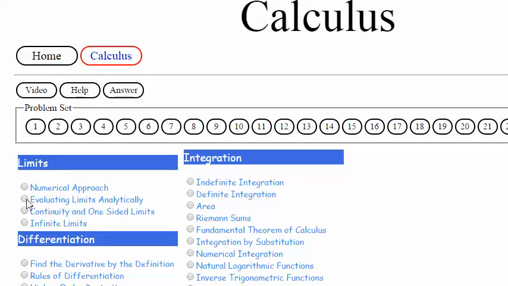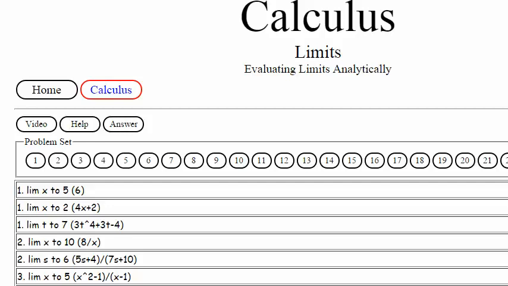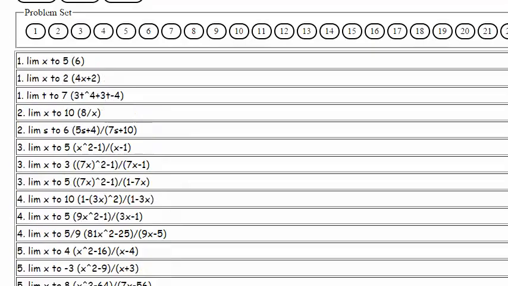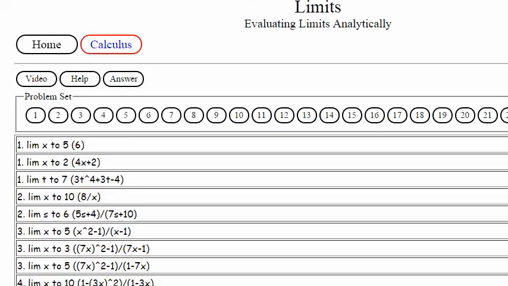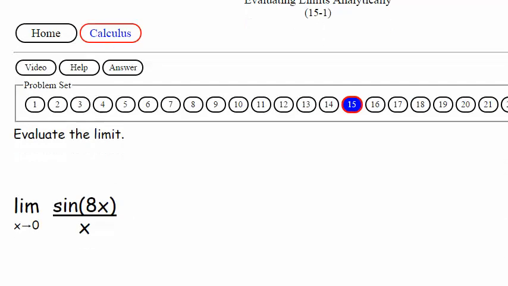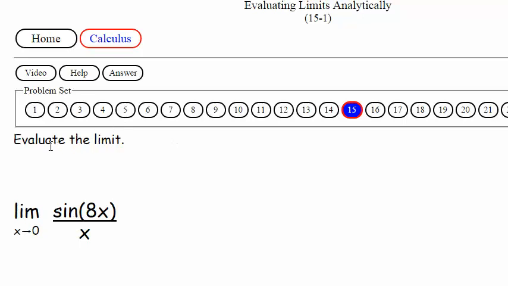Click the Calculus button and go to Evaluating Limits Numerically. I need to look at this real quick. Okay, we're doing 15 and there's 3 of them. Got it. Of course, at some point in time I'll probably add to that. So 15. Oh look, 15-1 comes up. Good. We have the limit as x approaches 0 of sine of 8x over x.